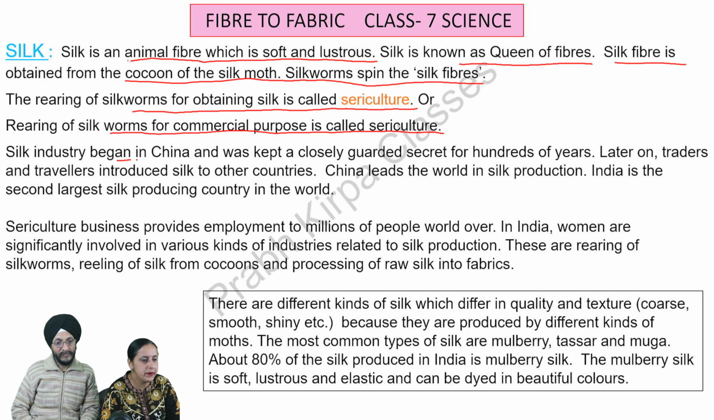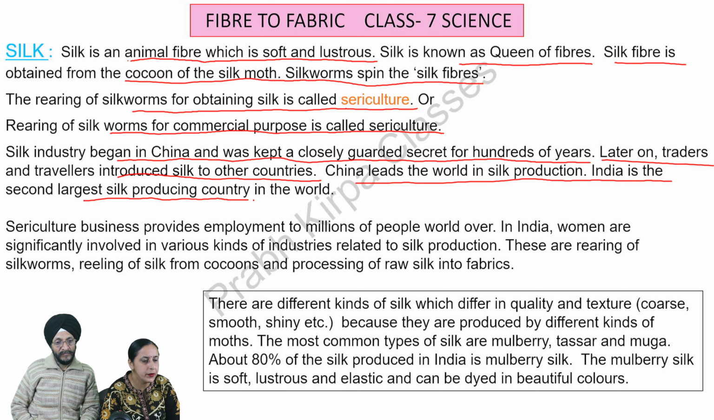Silk industry began in China and was kept a closely guarded secret for hundreds of years. Later on, traders and travelers introduced silk to other countries. China leads the world in silk production. India is the second largest silk producing country in the world.